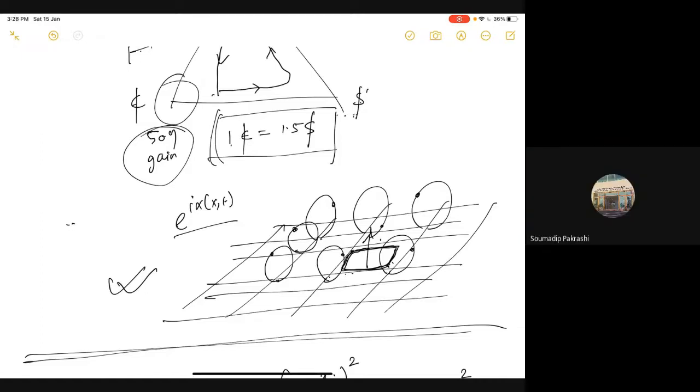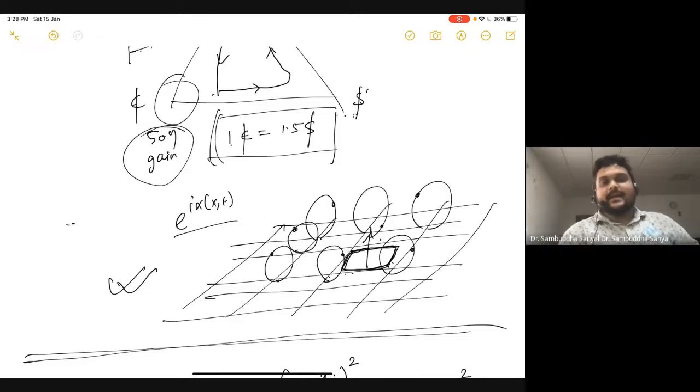Can you repeat the last statement? Yeah, so what is the magnetic field? How is the magnetic field affecting the wave function?